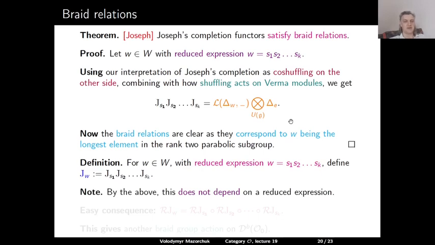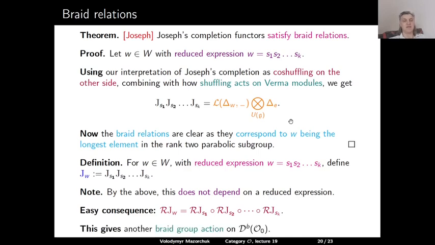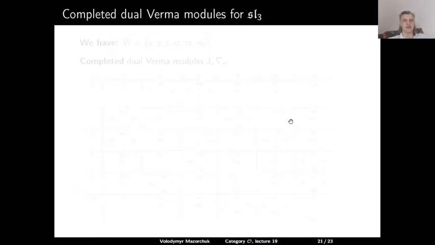And using our description of the homology of Joseph's completion, we get that the right derived of Jw is the composition of the corresponding right derived functors RJS1, RJS2, and so on. And this gives us another braid group action on the bounded derived category of O0. So let us also discuss one explicit example of completion of dual Verma modules for the algebra sl3.